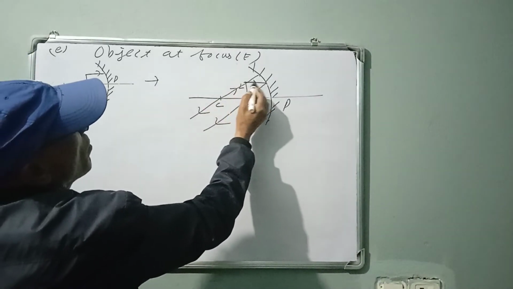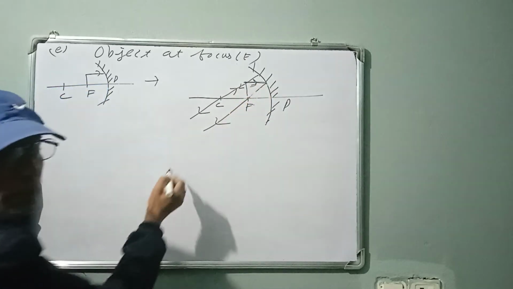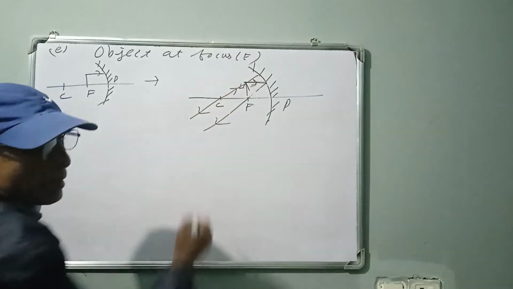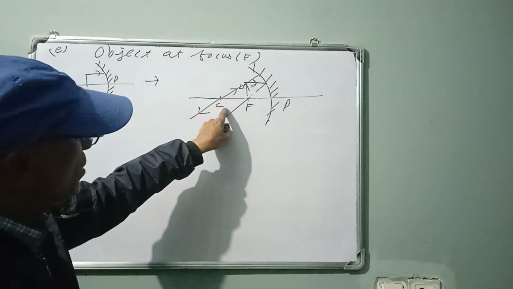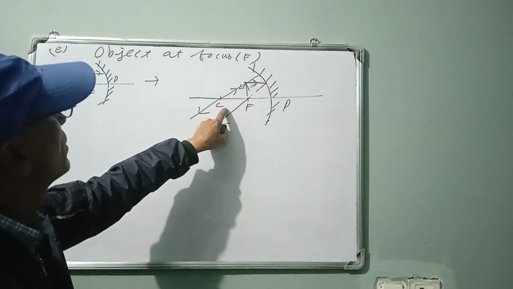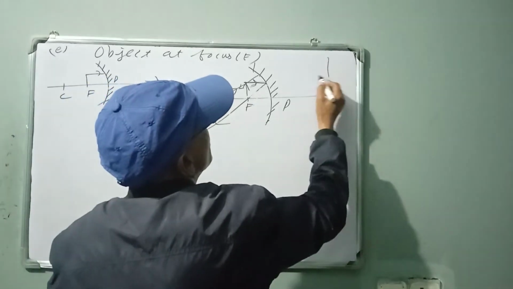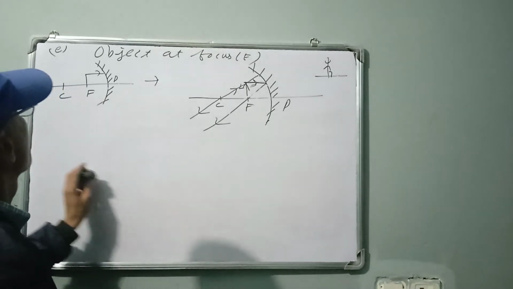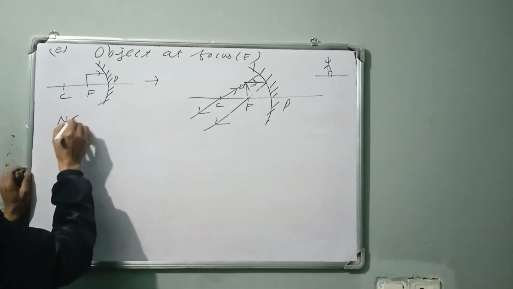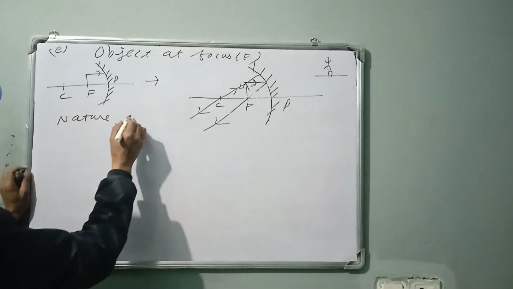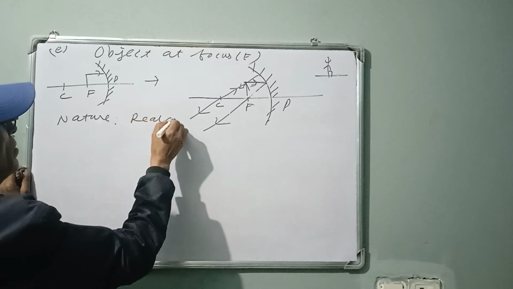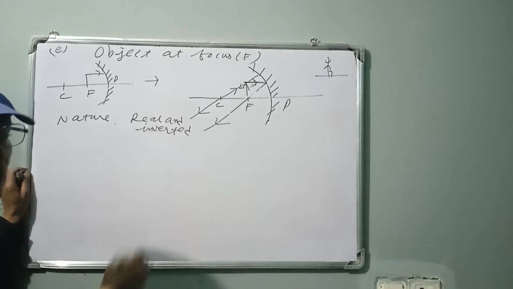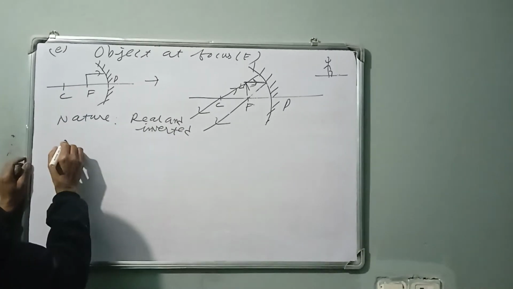Again, a parallel ray passes through the focus and another ray which passes through the center of curvature will return back, just like if a ray is normally incident, it is normally reflected. What is the nature of the image? Nature: real and inverted. The image is real and inverted.